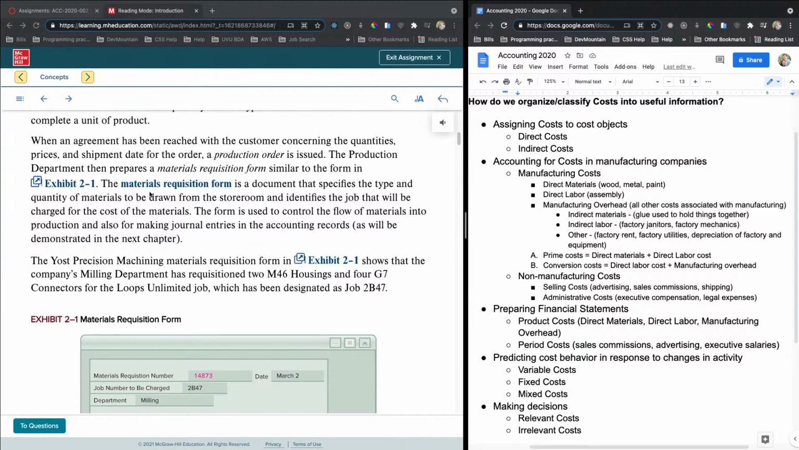The materials requisition form is a document that specifies the type and quantity of materials to be drawn from the storeroom and identifies the job that will be charged for the costs of the materials. The form is used to control the flow of materials into production and also for making journal entries in the accounting records. The Yost Precision Machining Materials Requisition Form in Exhibit 2-1 shows that the company's milling department has requisitioned 2 M46 housings and 4 G7 connectors for the Loops Unlimited job.